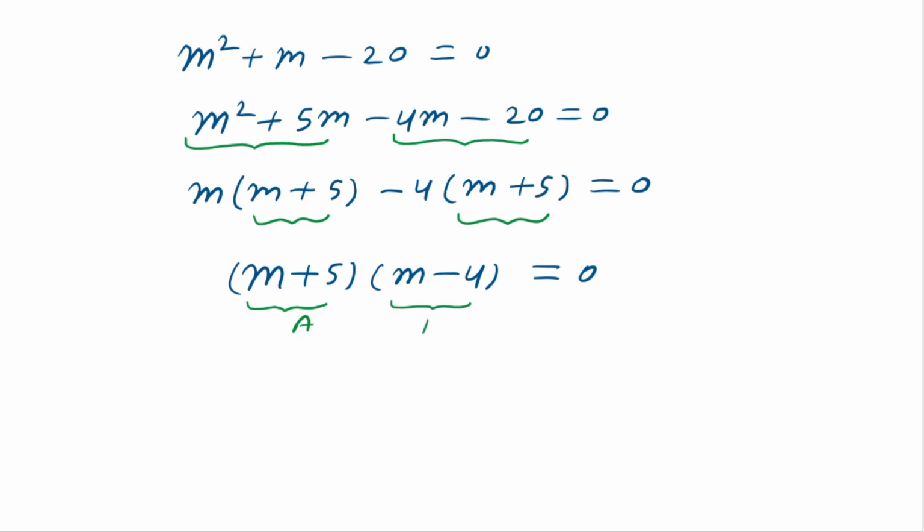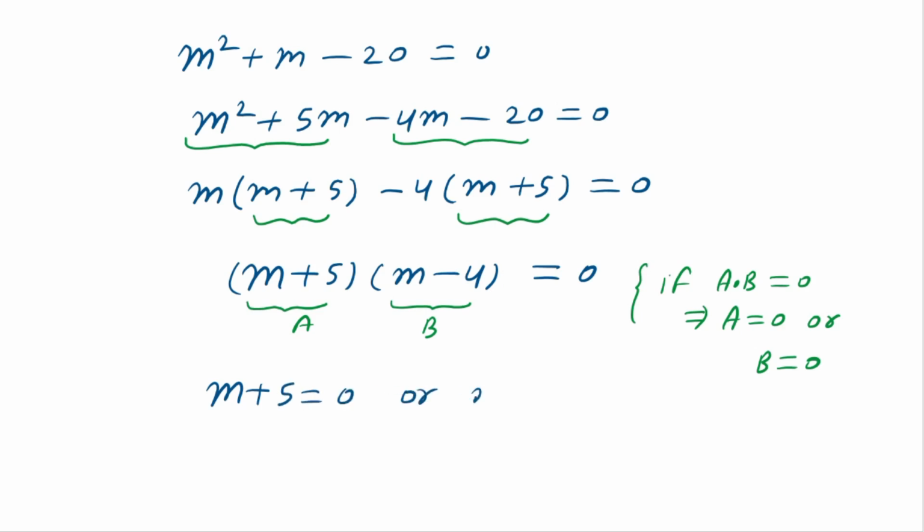If we apply this rule, if a times b is equal to 0, this implies a = 0 or b = 0. Then here you can say m + 5 = 0 or m - 4 = 0. Here the value of m is -5 and the value of m is 4. Let's say this is case first and this is case second.